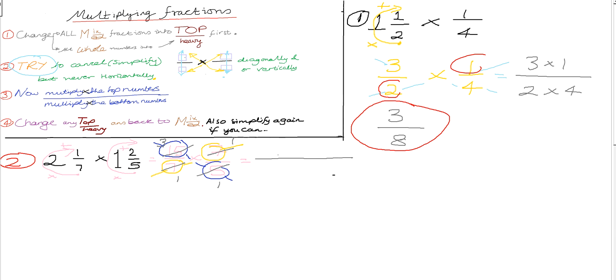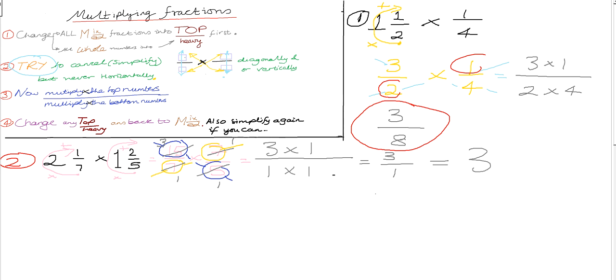Now here comes the next part. So we've done step 1, step 2, now step 3. Multiply the top numbers. 3 times by 1 is 3. On the bottom we have 1 times by 1, which is 1. And 3 divided by 1 is 3. Yes? Are we happy with that question?